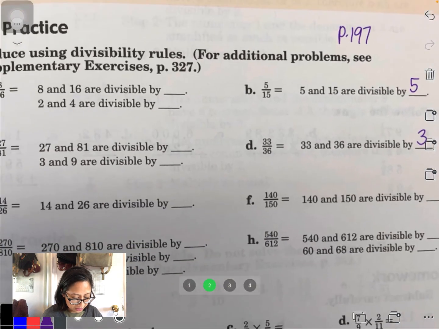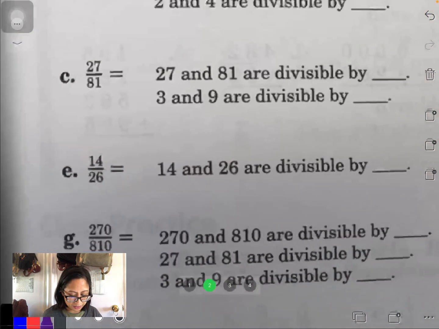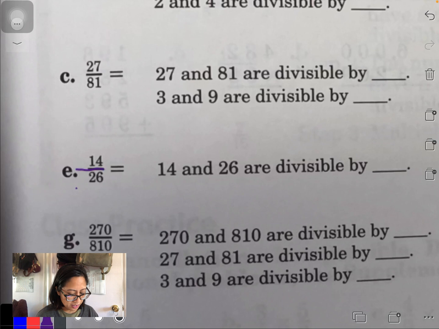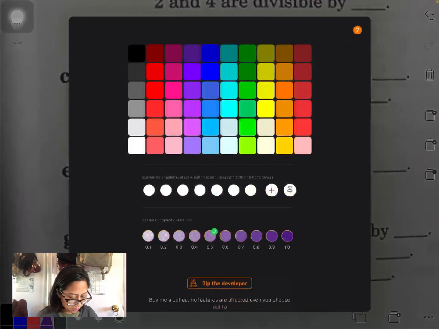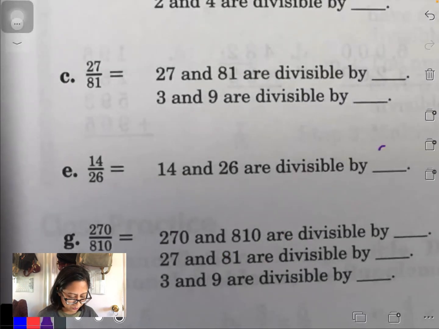Let's look at E, 14 and 26. All right, are they divisible by 2? Yes, they're both even. Can I divide by 4? No, because the last 2 digits are not in the 4 song. Can I divide by 3? Well, that means I would have to do 1 plus 4 equals 5. No, because 5 is not in the 3 song. So most likely, I can divide E, 14 and 26, by 2.